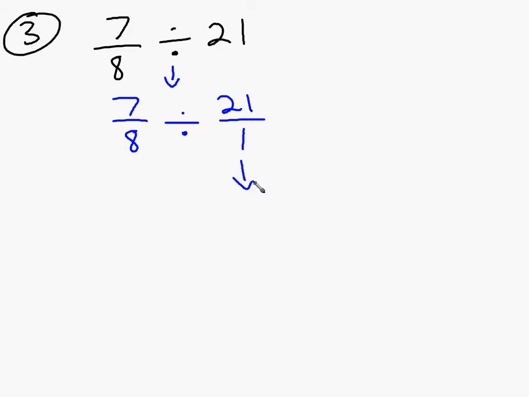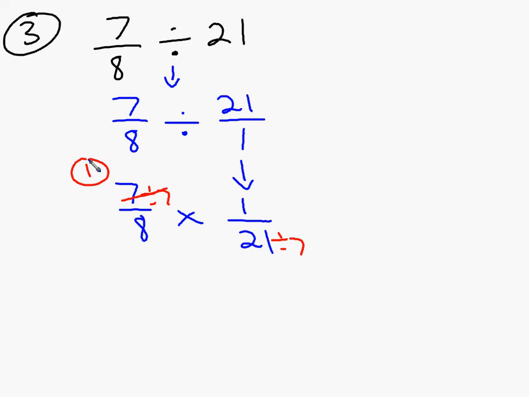1 over 21. So this becomes 1 over 21, and it becomes 7/8 times 1 over 21. Everybody see how we deal with the whole number? Okay. And then from there on out, it's exactly the same as what we've been doing. I do my factoring, divide both of these by 7. It's 1. That's 3. I've got a 1 up here, so I can't do anything.